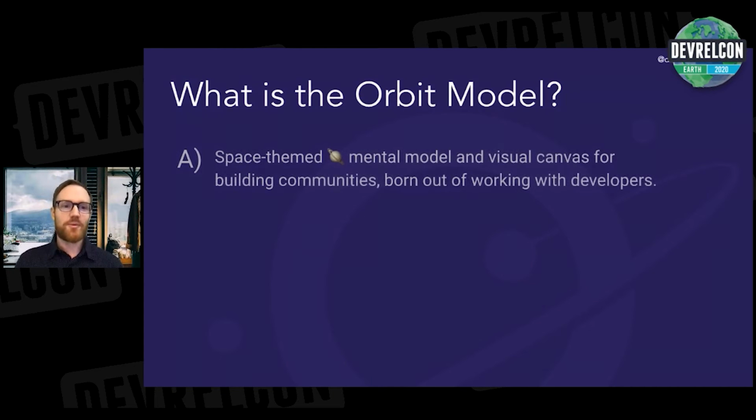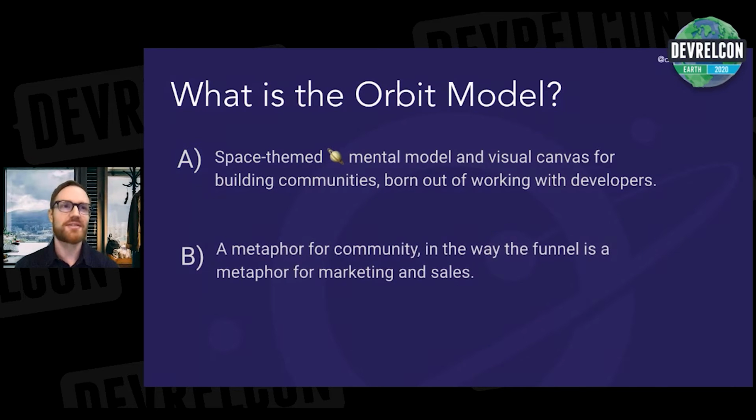So let's start with a little multiple choice. What is the Orbit model? A, is it a space-themed mental model and visual canvas for building communities, born out of working with developers? B, is it a metaphor for community, in the way that the funnel is a metaphor for marketing and sales?